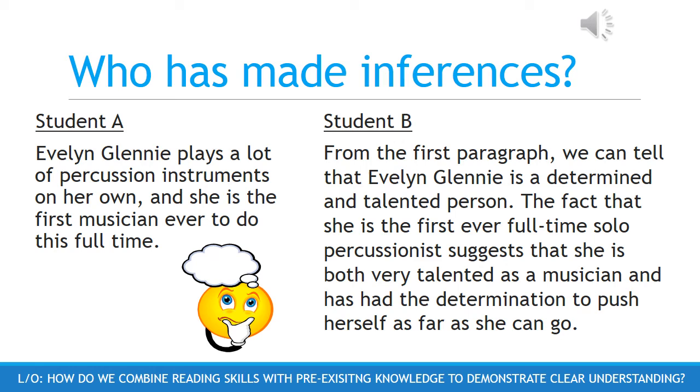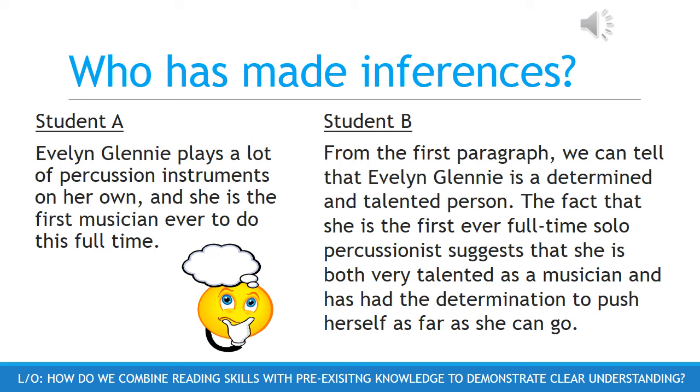Same as she's both very talented as a musician and has had the determination to push herself as far as she can go. That's not something that's in the text, but it's clear. In order for her to achieve everything she's achieved, whilst being deaf, whilst having to struggle to get into secondary school and the Royal Academy of Music, it's quite clear she must be determined. She must have drive. She must be convinced of her own talent and determined to get what she wants in order to play the thing she loves. That's not written in the biography, but we can see it must be true.